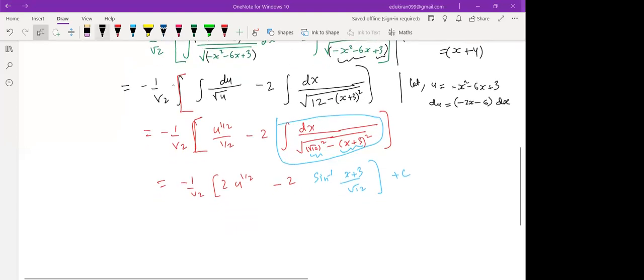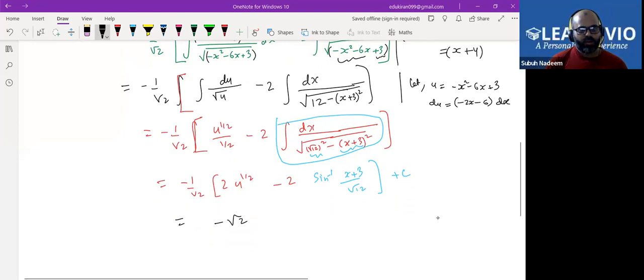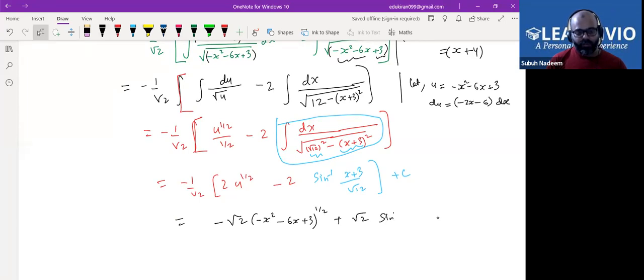Now we can open the bracket, and this will be written as minus root 2. 2 by root 2 is root 2, u to the power 1 by 2. U to the power 1 by 2 means minus x square minus 6x plus 3 to the power 1 by 2. This will become plus root 2 sine inverse of (x plus 3) by root 12, which can be written as 2 root 3, plus c. So this will be the final answer which we will get.